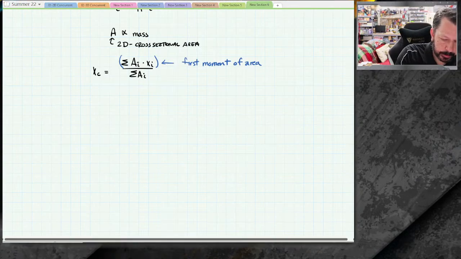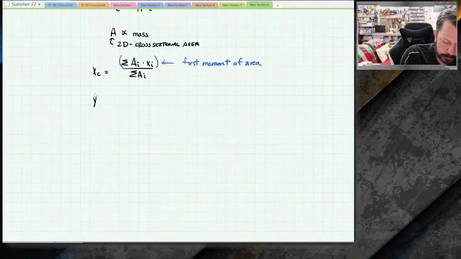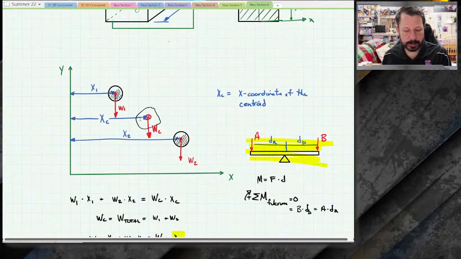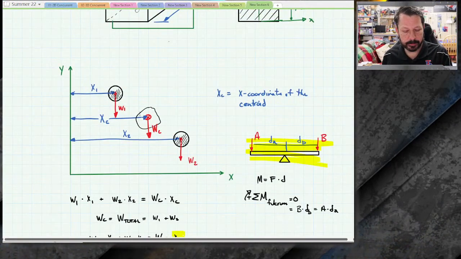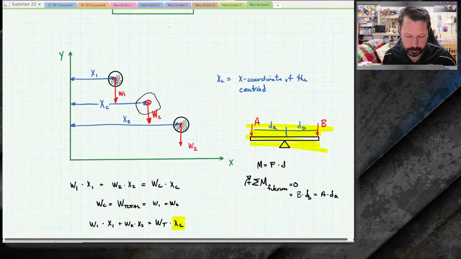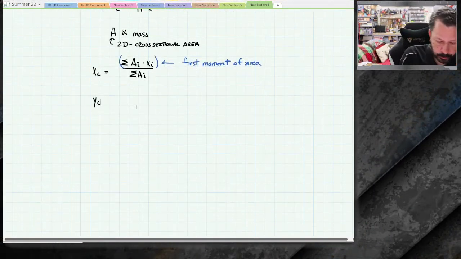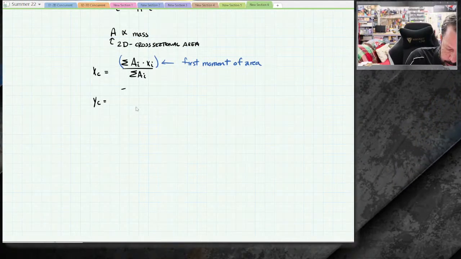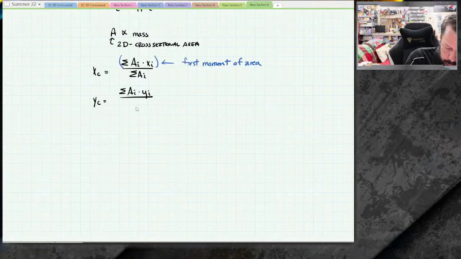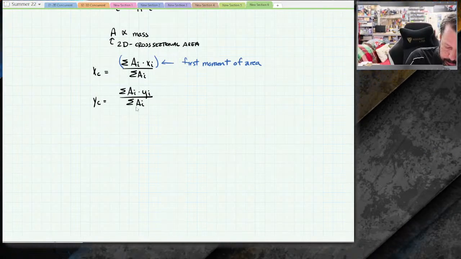Before I go too far, let's also just write, I didn't do any of the y's. What this y equation would be is the same thing, except instead of measuring x1, I'd be measuring y1, so the distance from the x-axis. But everything else would look the same. So y sub c would equal the summation of ai times yi over the summation of ai.